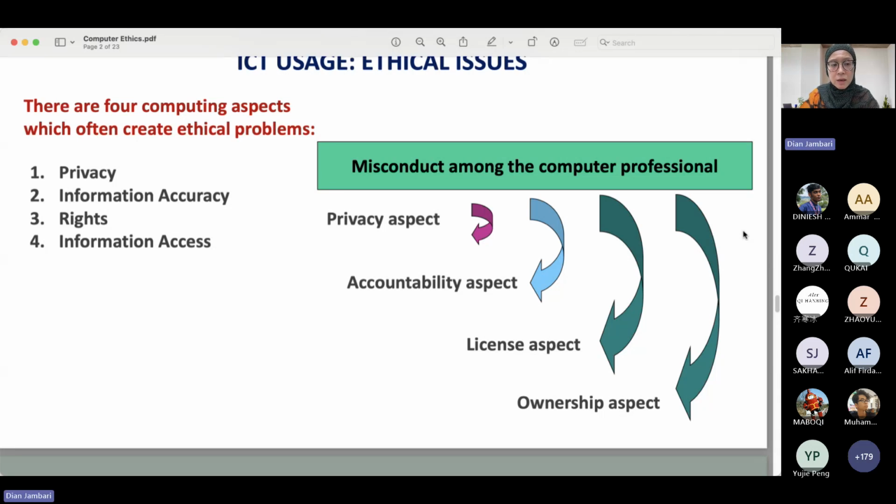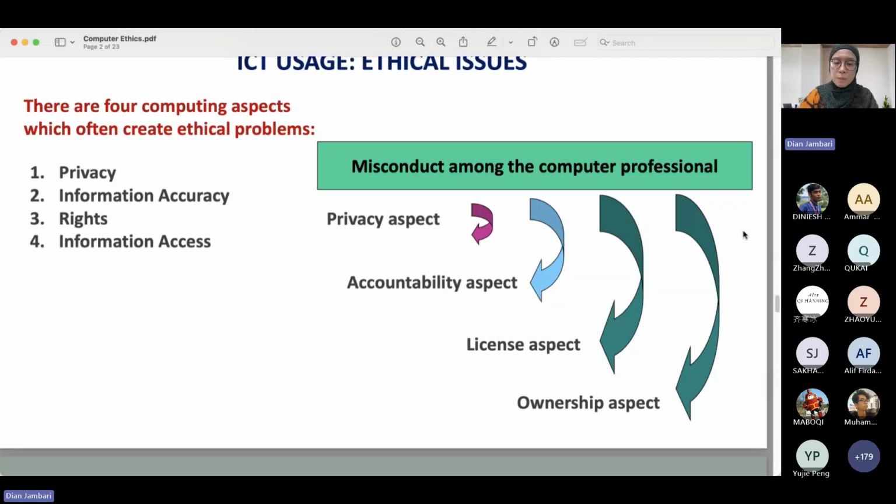Third, rights, okay. Rights means the authority, the access, okay, the rights to access, to have the authority to either use or to either access certain parts, okay, of the ICT. Okay, so there are ethical issues or ethical problems in that setting. And then finally, one of the major problems, ethical problems caused by ICT usage is related to information access.